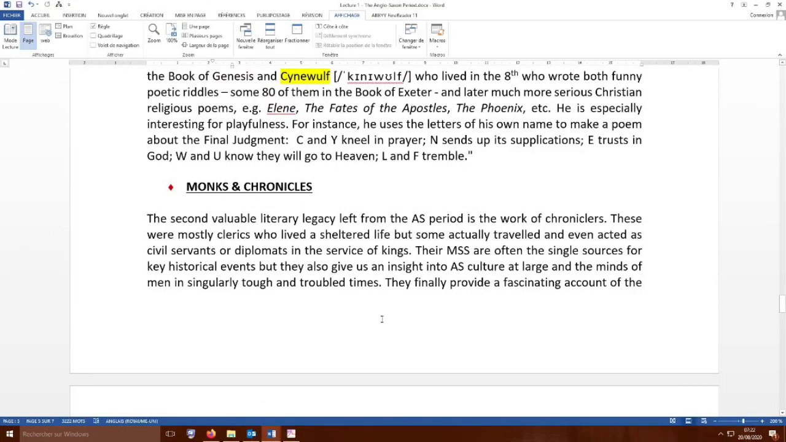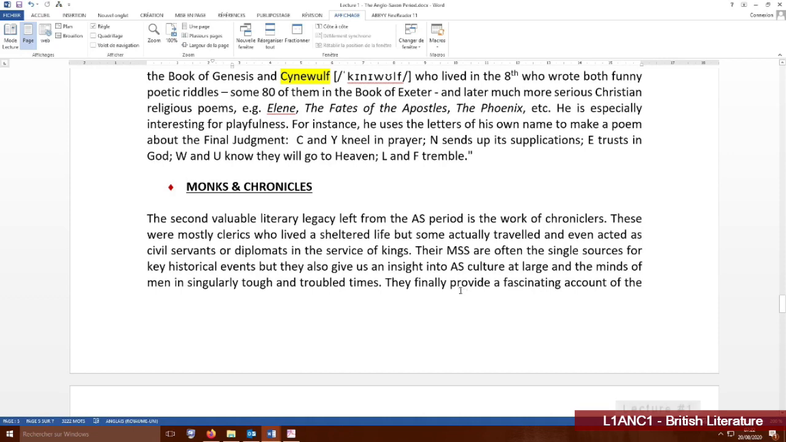Finally, let us turn to the last section we have to examine on the Anglo-Saxon period. That is monks and their chronicles. Indeed, the second valuable literary legacy left from that period is the work of chroniclers. These were mostly clerics who led a sheltered life. Some actually travelled and even acted as civil servants or diplomats in the service of kings.